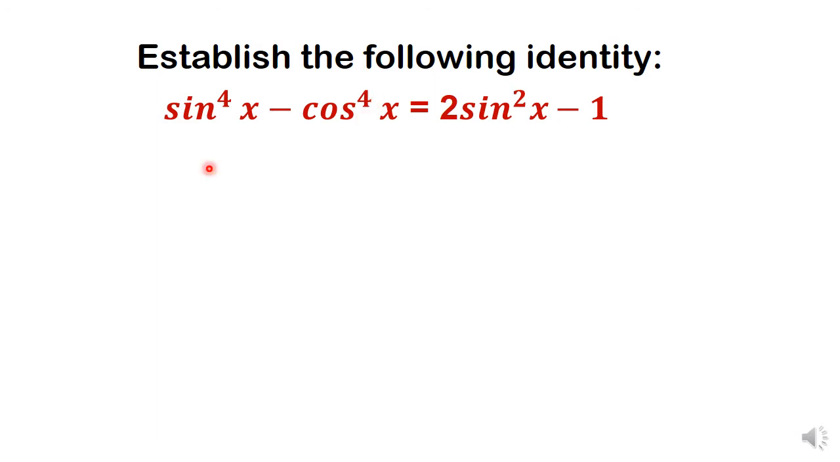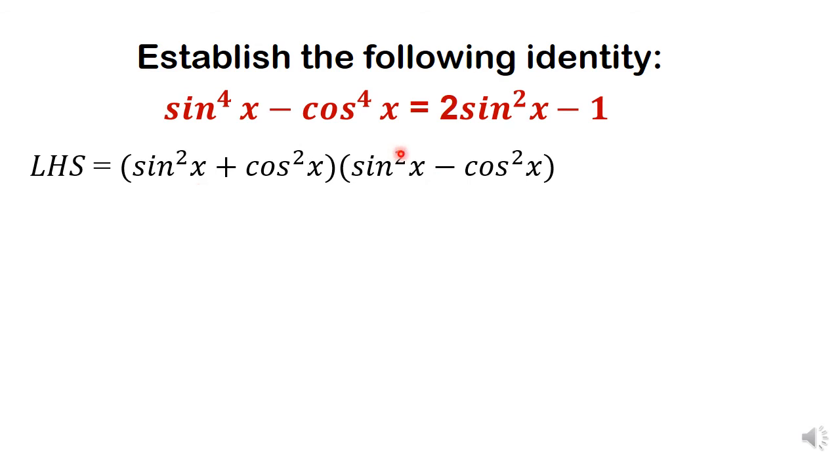But for this time, we make use of our algebra since this is a difference of two perfect squares. We know this is a perfect square since this is being raised to an even power, same as this one, raised to an even power. So this is a difference of two squares. So our left-hand side will just be equal to the sum and difference of their square roots. So square root nito is sine squared, square root nito ay cosine squared. So sum and difference of their square roots.